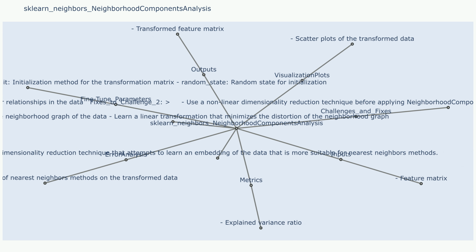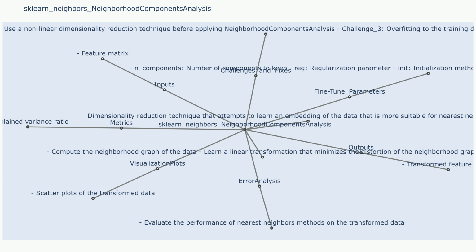Outputs: components_, the projection matrix learned by the algorithm. It has shape n_features, n_components and represents the transformation that maps the original data to the lower dimensional space. n_features_in_, number of features seen during fit. feature_names_in_, names of features seen during fit. Defined only when X has feature names that are all strings.